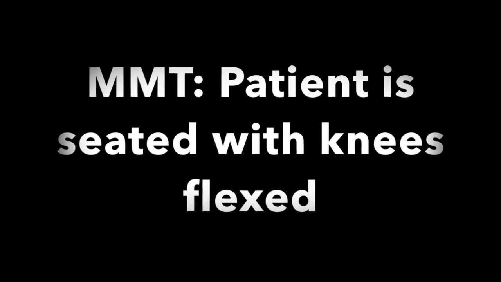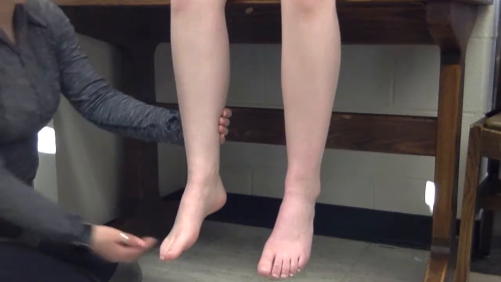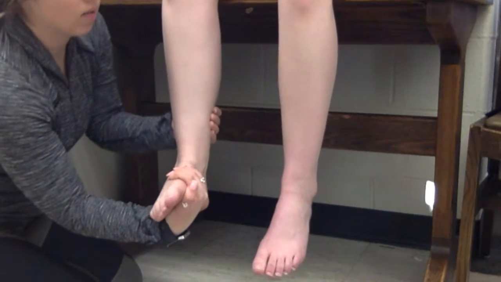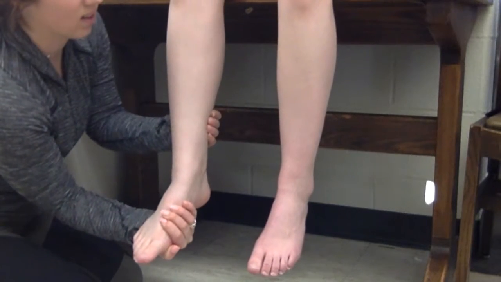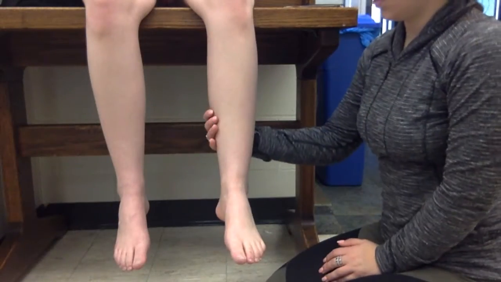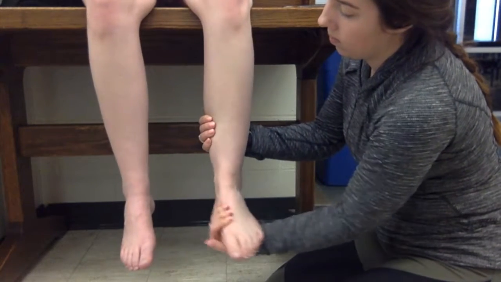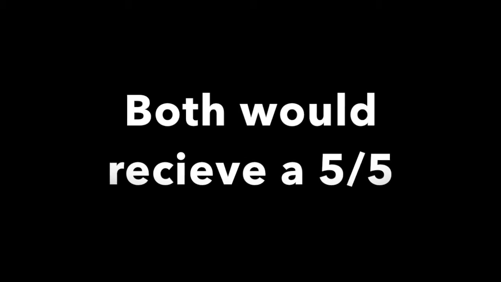When you manual muscle test the tibialis anterior, you want to make sure your patient is seated with their knees flexed. Place your hands above and below the ankle joint and have your patient dorsiflex and invert the foot. Then after you test one side, you want to test the other side and perform the same motion. These would both receive a 5 out of 5.